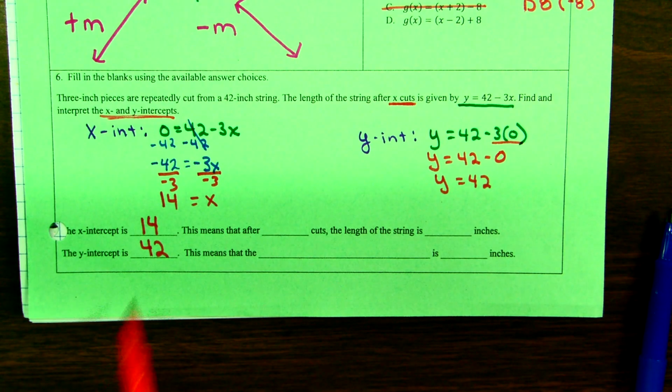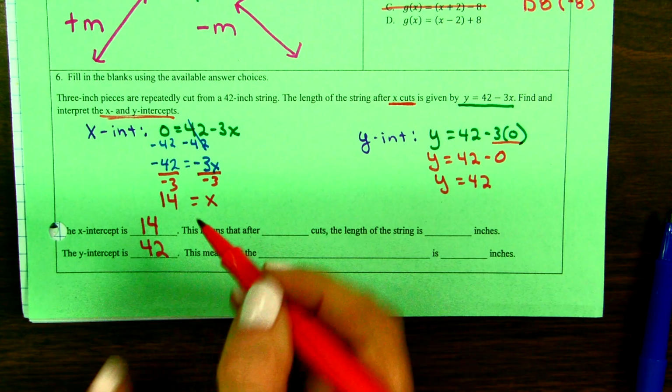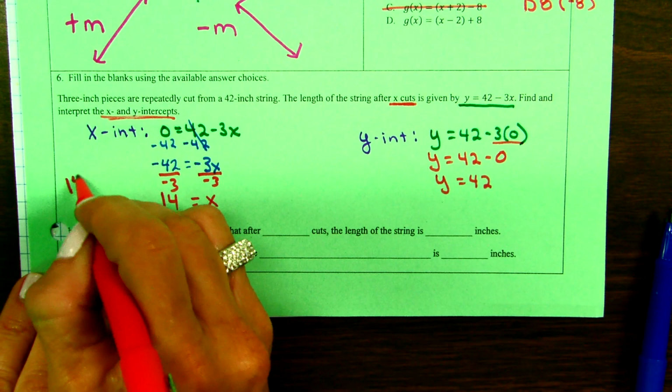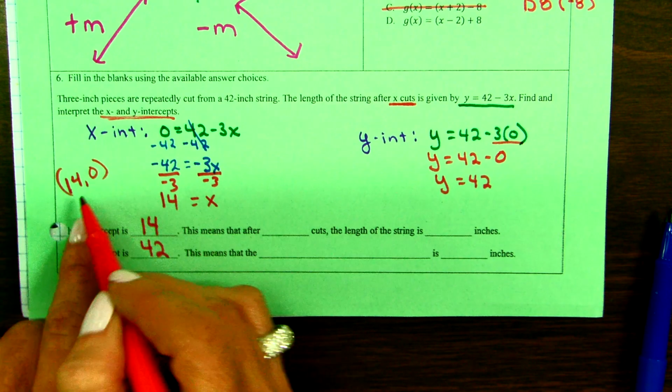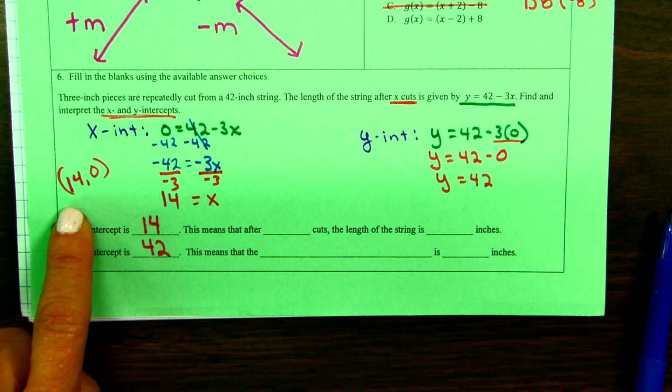So the x-intercept is 14. Remember what the ordered pair is, right? When x is 14, y is 0. So that's a way of saying the same thing. That's an x-intercept: you go right 14, up or down 0.